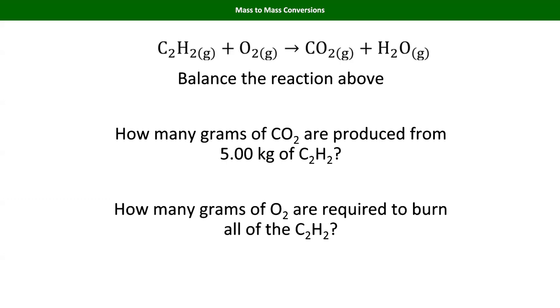We just literally say, okay, for every 2 moles of C2H2 is 4 moles CO2 produced. This step where you take moles of one compound and convert it to moles of another compound has a somewhat intimidating name. It's called stoichiometry.